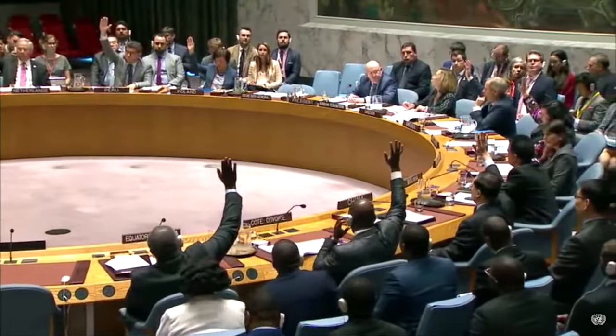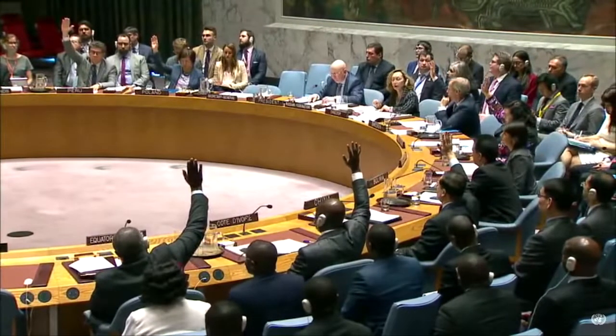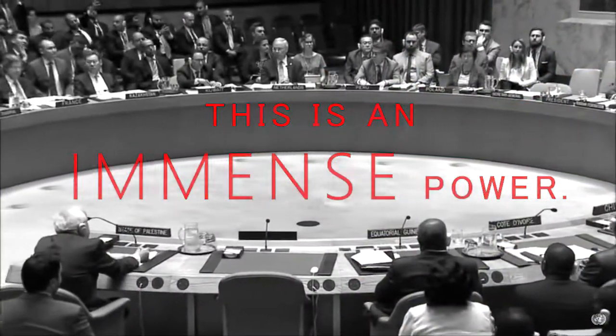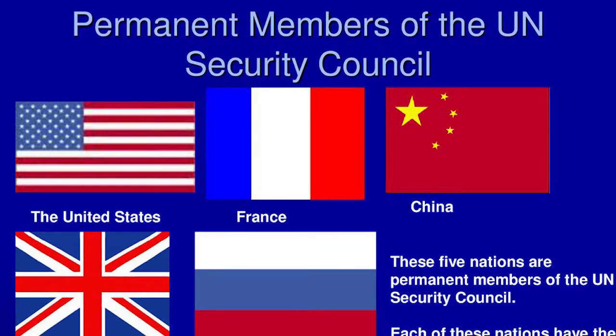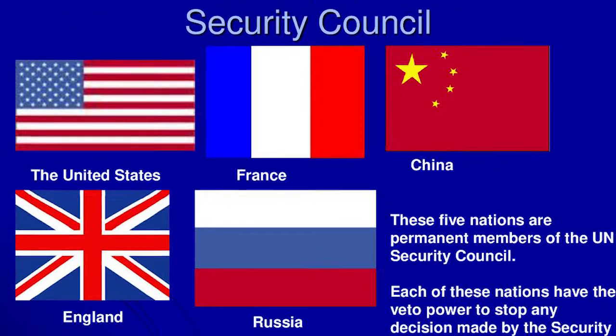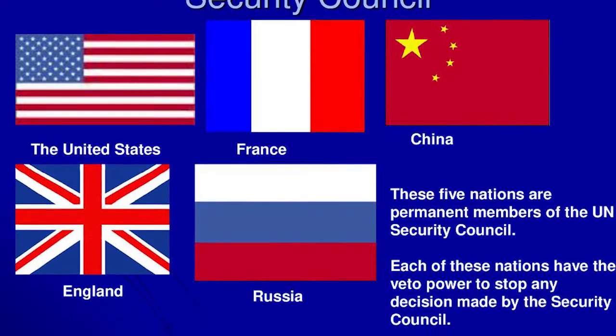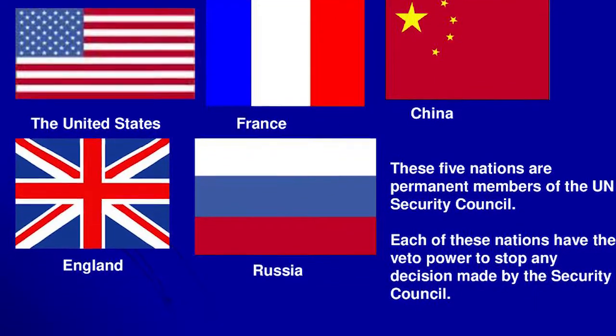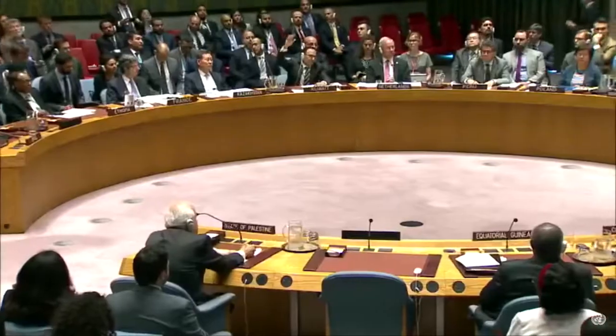With the SC's approval, a military intervention may be deemed legal. This is an immense power. Much attention has been placed on the SC P5 due to their permanent seats and because each country holds veto power over the Council's decisions. And here's the catch. It only takes one veto vote from a P5 member to stop an SC action dead in its tracks.